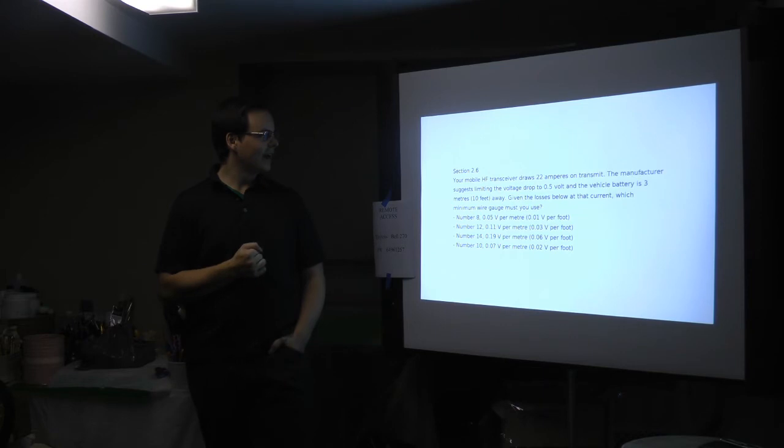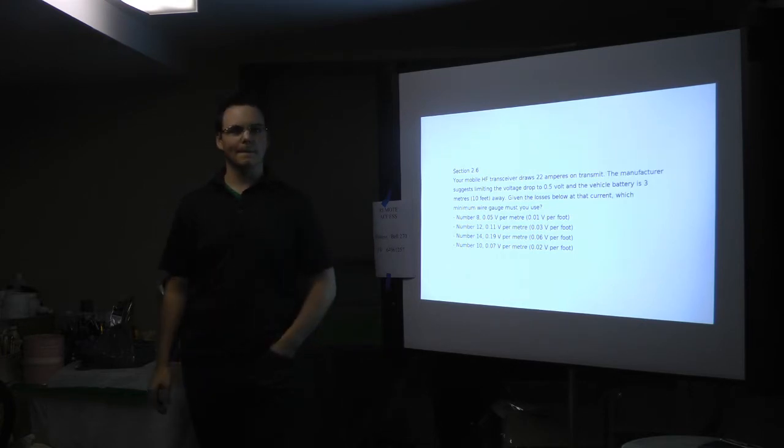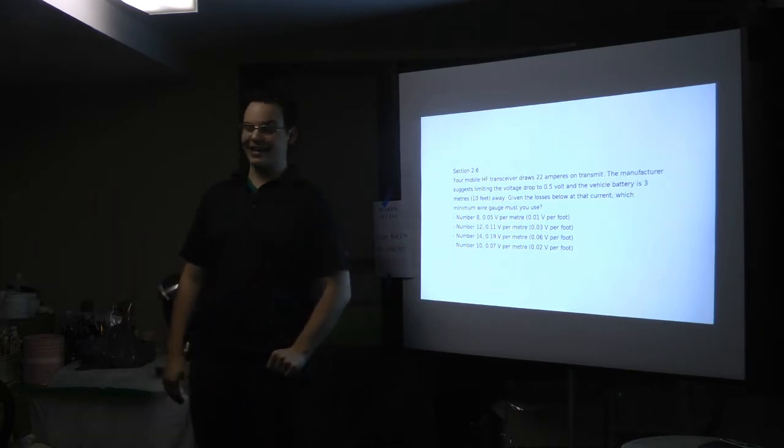Just basic debugging. Your mobile HF transceiver draws 22 amps on transmit. The manufacturer suggests limiting the voltage drop to 0.5 volts, and the vehicle battery is 3 meters, 10 feet away. Given the loss below that current, which minimum wire gauge can you use? Holy smokes. This is one of those ones we're actually going to work through.